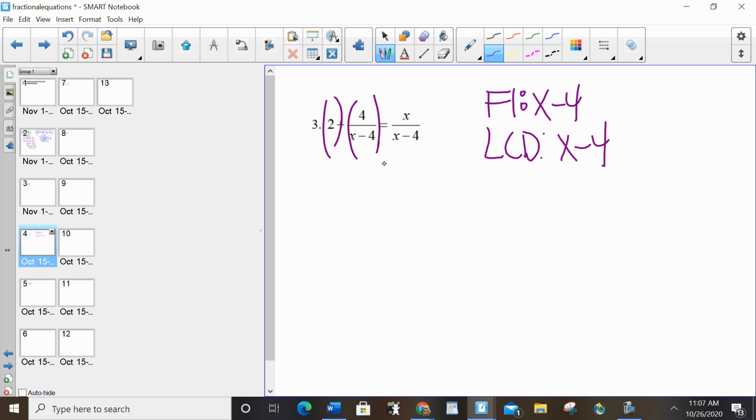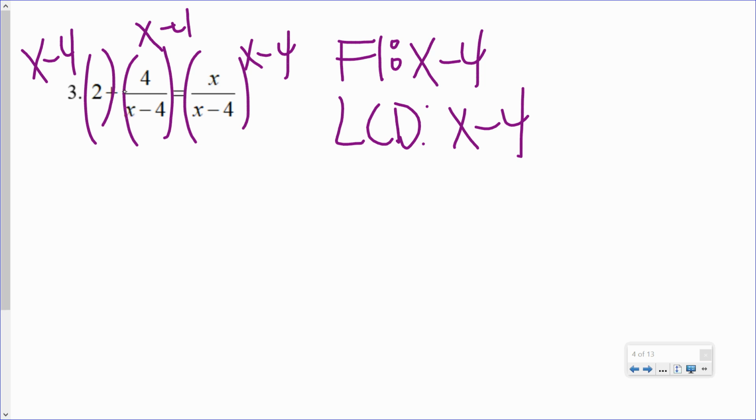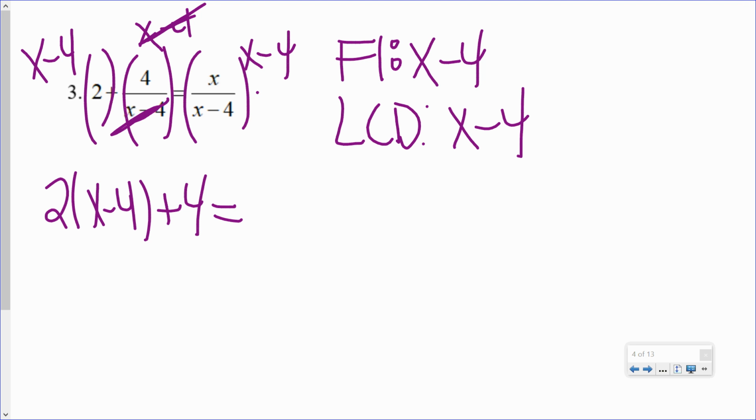So I'm multiplying everything by the LCD. Notice that I'm writing the LCD on top. On my left, there's no denominator, so there's nothing to cancel. So that's 2 times x minus 4 plus x minus 4 and x minus 4 cancel. I'm left with a 4. On my right-hand side, x minus 4 and x minus 4 cancel. I'm left with an x.